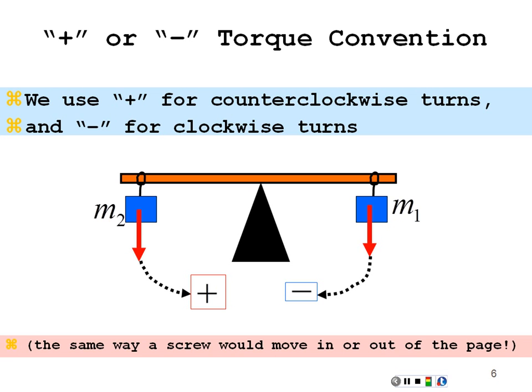It's the same way a screw would move in or out of the page if you were to tighten or loosen the screw. If you were to tighten the screw, you would go clockwise, and that would force the screw inward this way in the negative z direction. If you were to loosen the screw, you would go counterclockwise, and that would loosen it and pull it outward in a positive z direction.